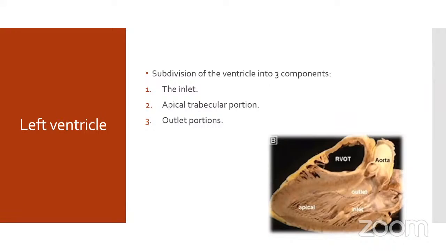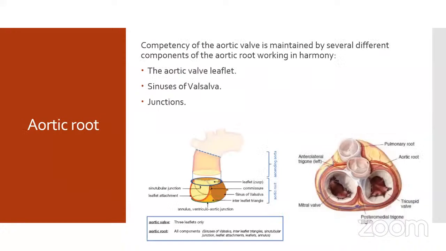The outlet portion supports the aortic valve and consists of both muscular and fibrous portions. This is in contrast to the infundibulum of the right ventricle, which consists of muscle only. The aortic root connects the LVOT to the ascending aorta. It extends from the basal attachment of the aortic valve leaflets to the sinotubular junction.